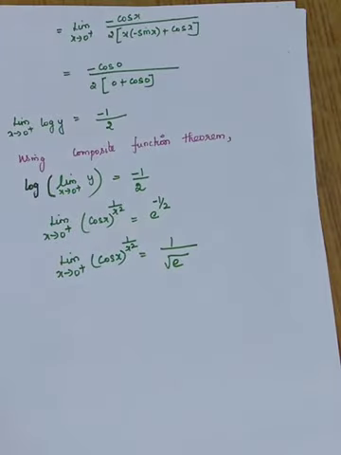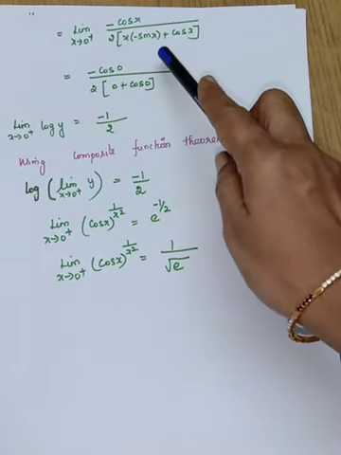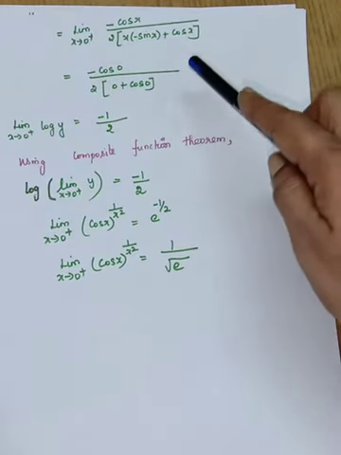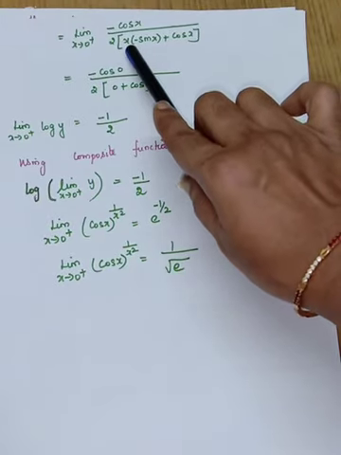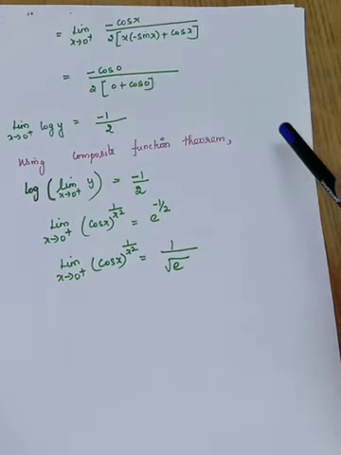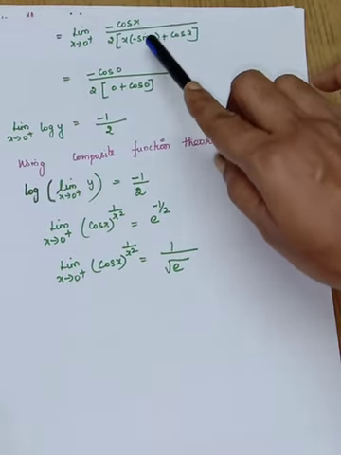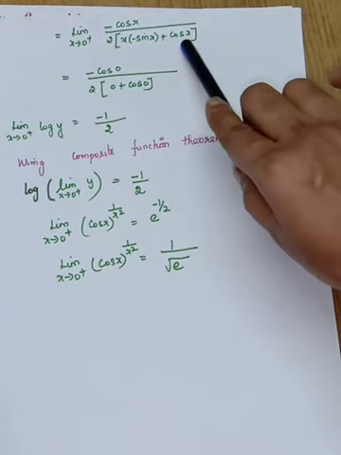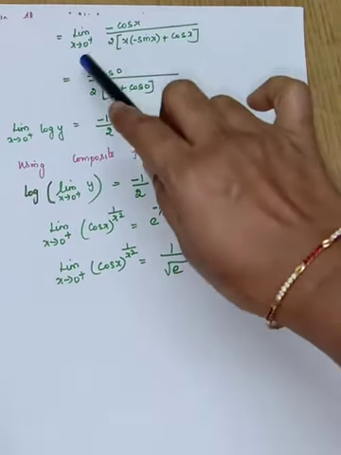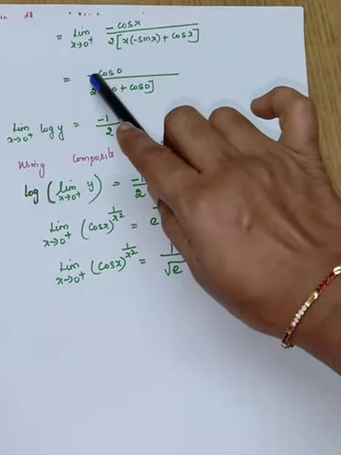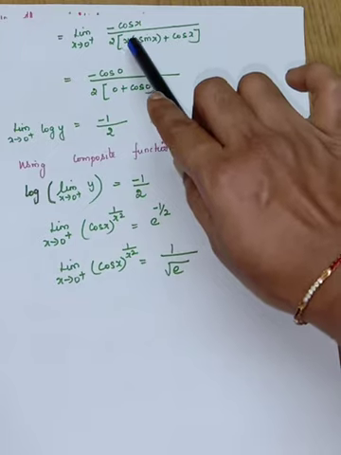You see that? 2 I have taken out. x cos x has to be differentiated using the product rule. So the first function x I kept as it is. The next function is what? Cos x. The differentiation of cos x is minus sin x, plus cos x is kept as it is. The differentiation of x is 1.